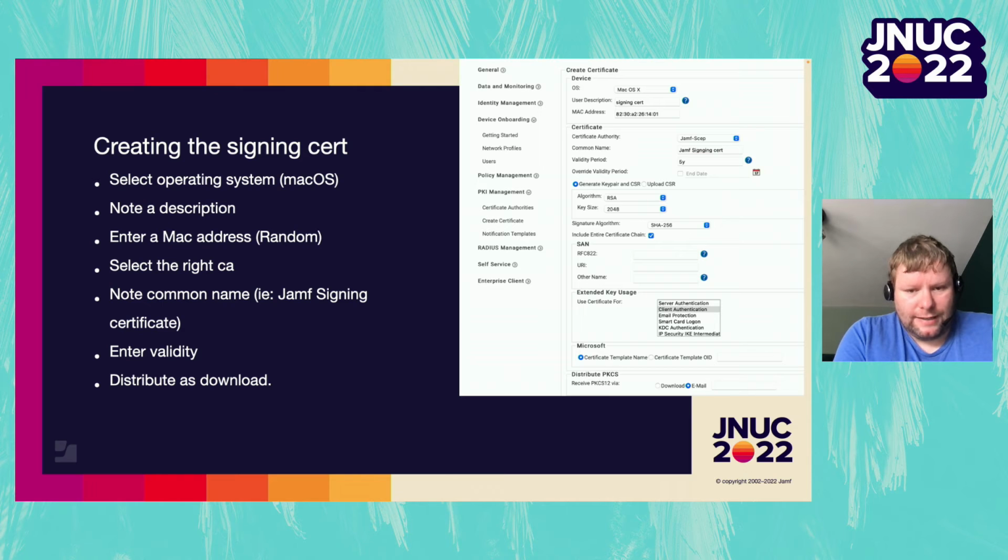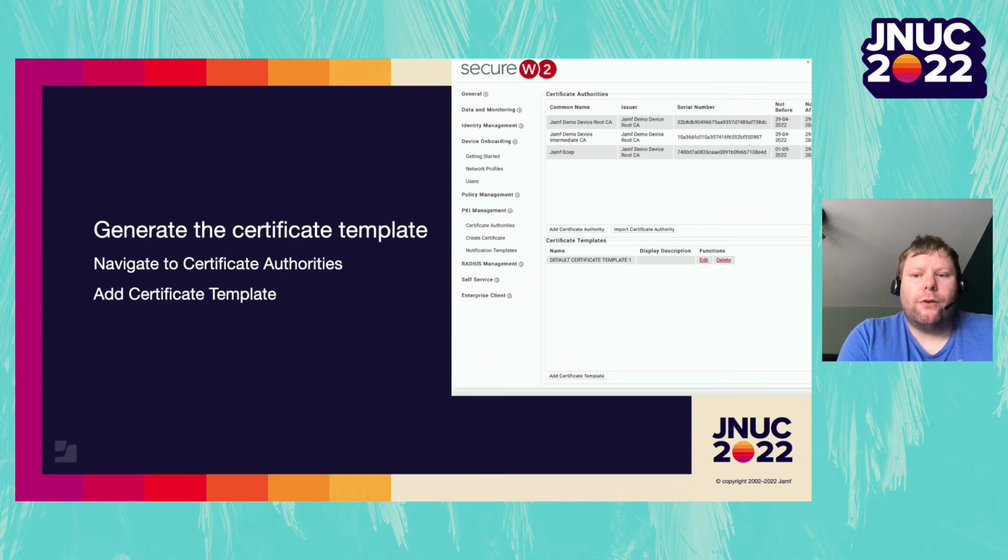Then we need to select the right CA, and that will be the intermediate CA that we generated in the previous step. We also need to define a common name, a validity, and then make sure at the bottom you select the distribution method download and you go ahead and save it. And it will present to you the certificate for you to download. Let's go ahead and store that because we need it a little bit later.